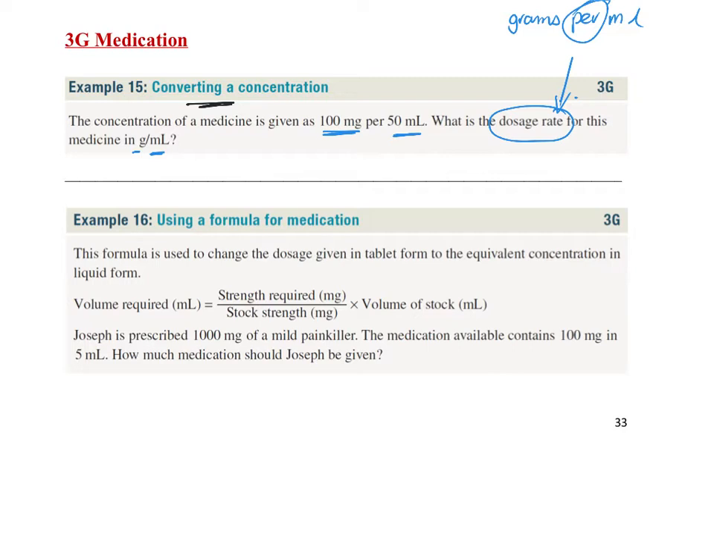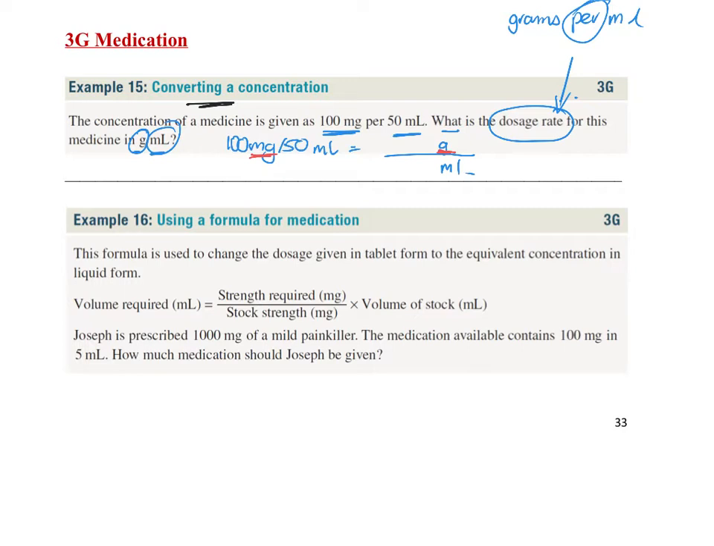So let's understand what they're wanting. They want us to convert 100 milligrams per 50 millilitres, and they want you to change that into grams per millilitre. What is wrong with this? Compare these two. One's milligrams and one is grams.